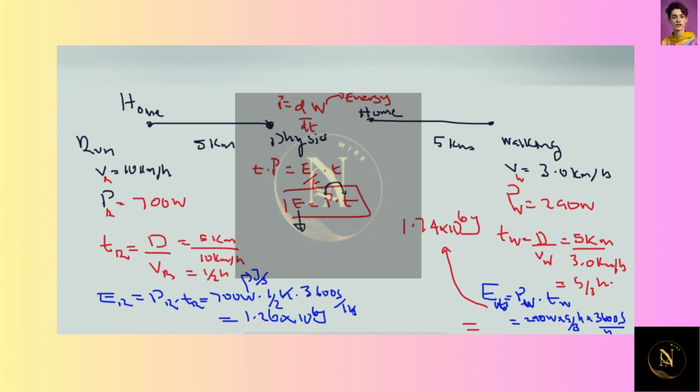So if you compare the amount of energy you burn when you're walking, it's higher at 1.74 times 10 to the 6 joules compared to the energy when you're running, which is 1.26 times 10 to the 6 joules. Hope you enjoyed the problem. It's an energy comparison for those of you who love exercises. You can see that you can actually burn more calories walking than running.